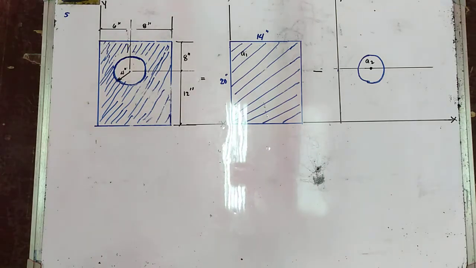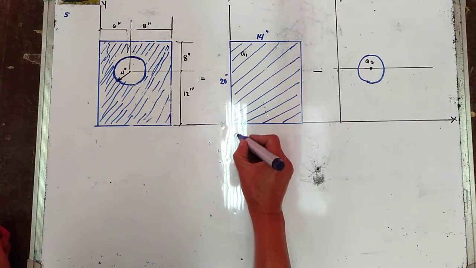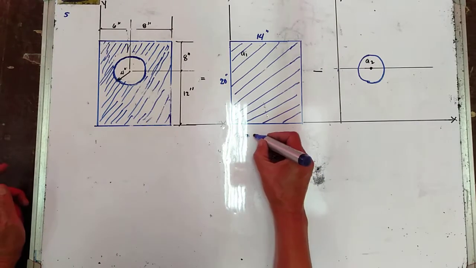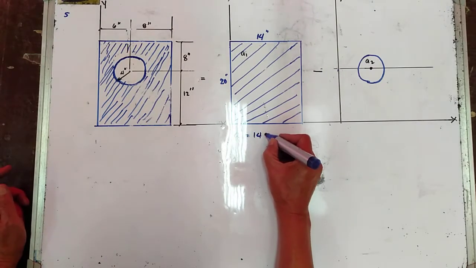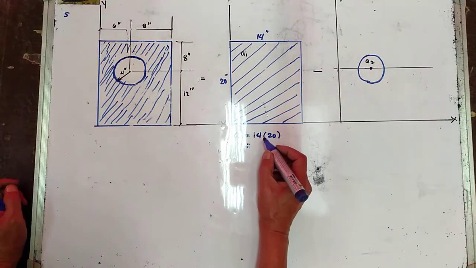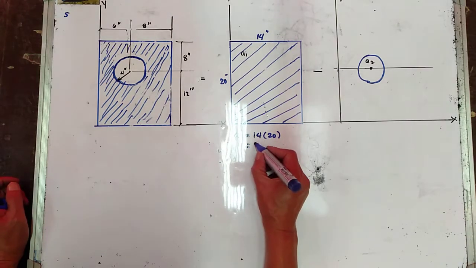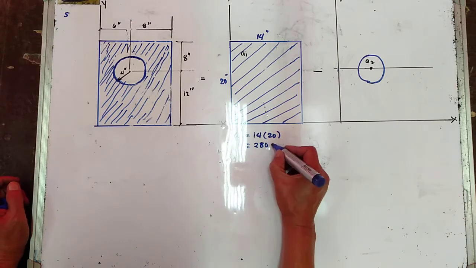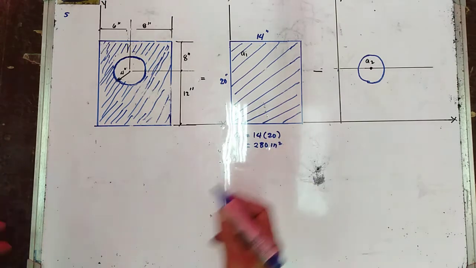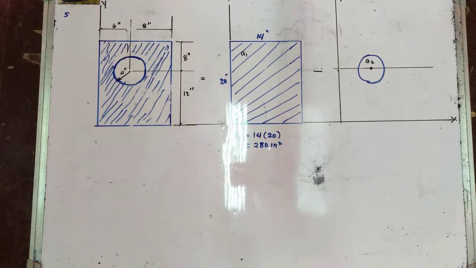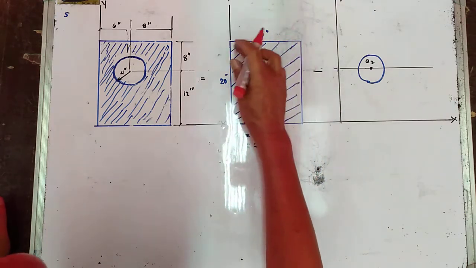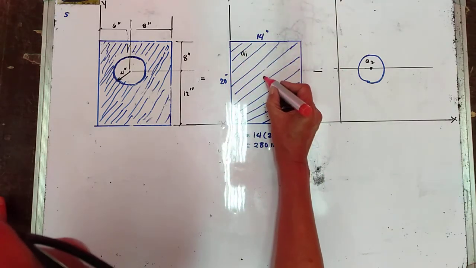So we have your area 1 is equal to 14 by 20. So that is 14 multiplied by 20, or this is equal to 280 square inches. So this is 280 square inches. The centroid of this area is located 1/2 of each height and 1/2 of each base.